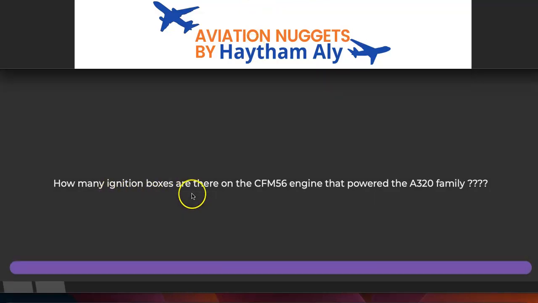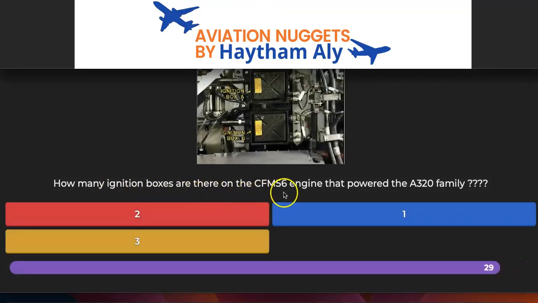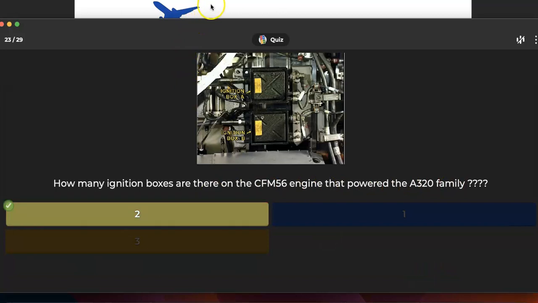How many ignition boxes are there on the CFM56-5B engines that power the A320 family? Ignition boxes are 2.